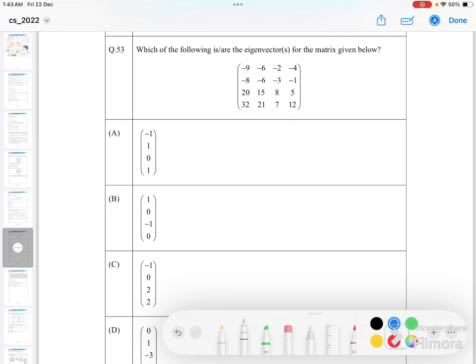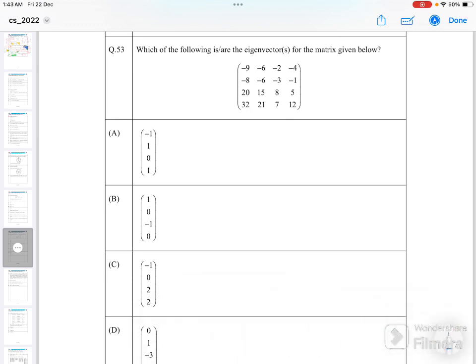Okay, so this one is based on the eigenvalue, right? So if you know the concept that there are some kind of special vector, and if you multiply with that vector, you are going to get the same vector but with some scaled version, right? So that kind of vector we call the eigenvector, and this scaling factor is called the eigenvalue, right? So any vector that will satisfy this condition will be called the eigenvector. Which of the following are the eigenvector?